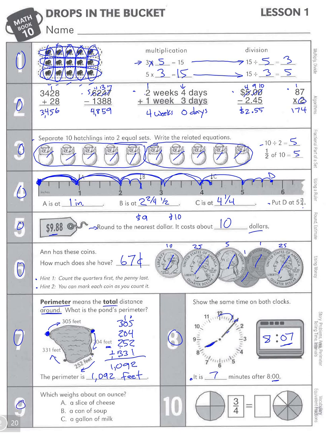All right, number 9. Which weighs about an ounce? A slice of cheese, a can of soup, or a gallon of milk? Now, a gallon of milk weighs a little more than 8 pounds. A can of soup weighs about a pound. So the answer is a slice of cheese. An ounce is a pretty small amount of weight.